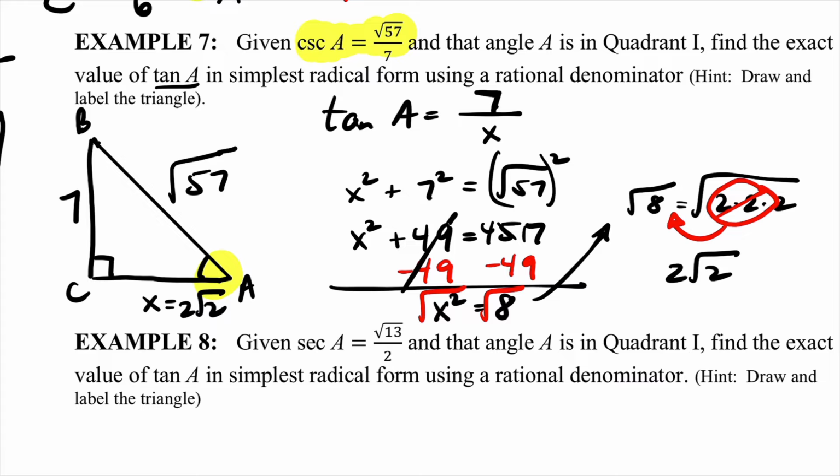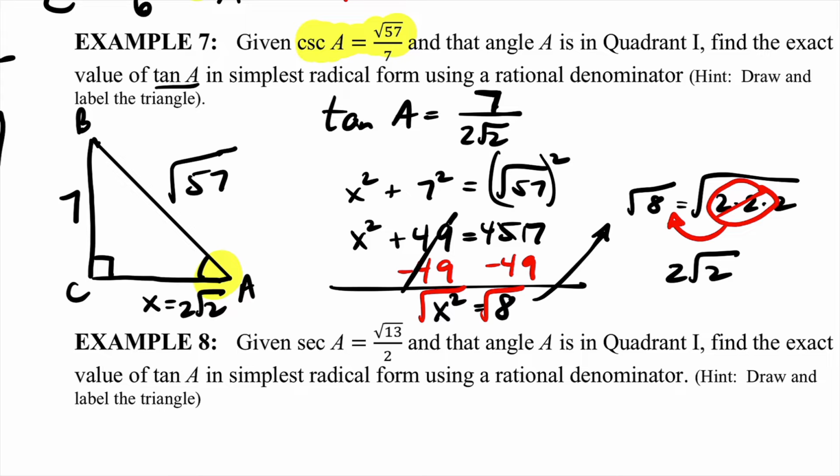So now we know the missing side is 2 times the square root of 2. So let's go put that back. Everywhere there's an x, I'm going to put a 2 square root of 2. Okay, well, again, that breaks a rule. That breaks the rule where it says we can't have a square root on the bottom.